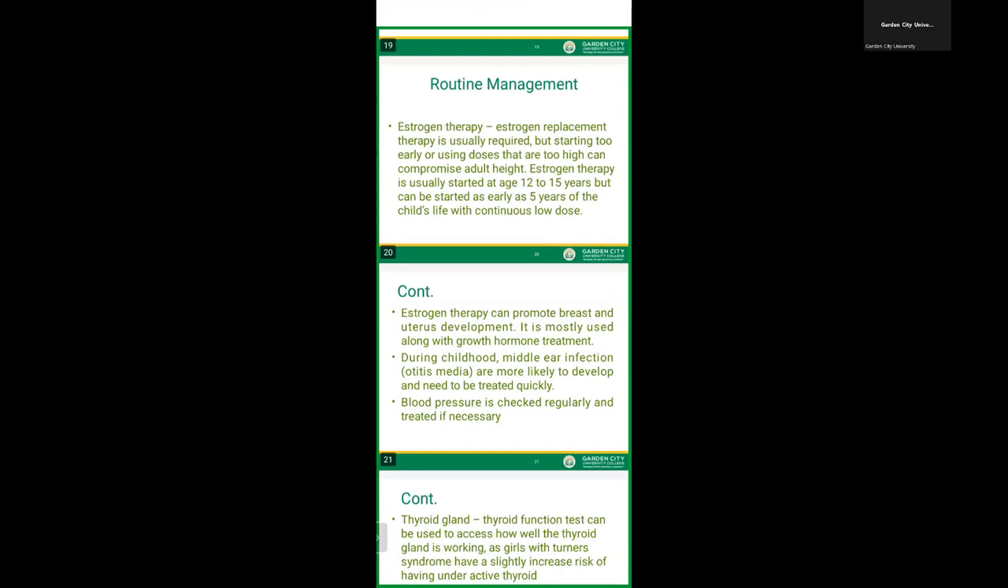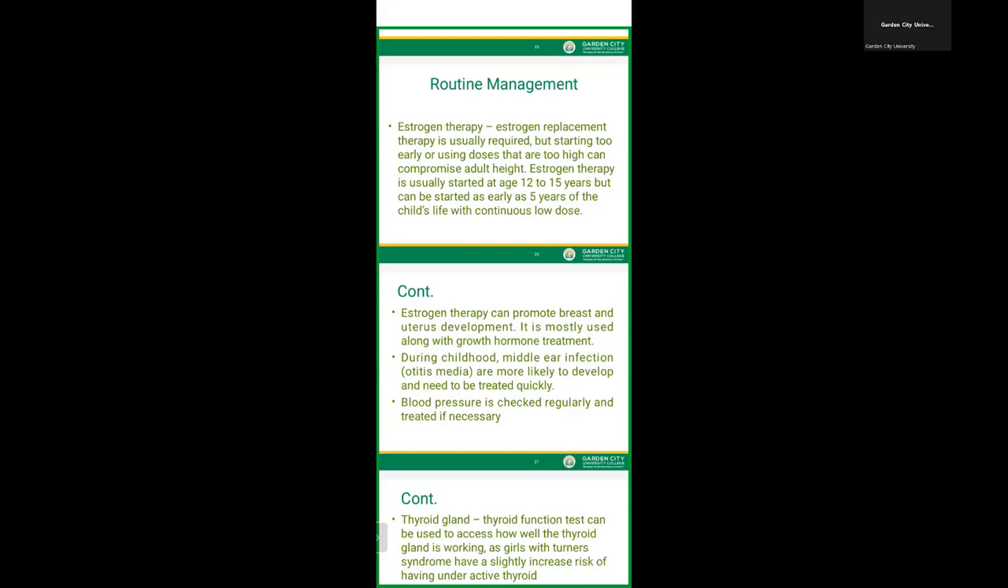We also have estrogen therapy that can promote breast and uterus development. When we talked about the delay in maturity at puberty, this all bears down to the production of estrogen in their body. So we have to supplement their hormones. As I previously said, we give them estrogen. And during childhood, they have middle ear infections, so they have to be treated quickly.